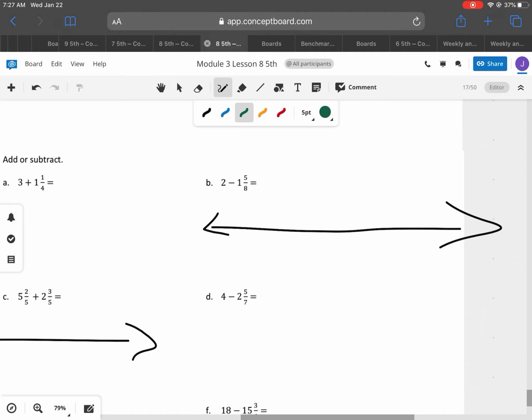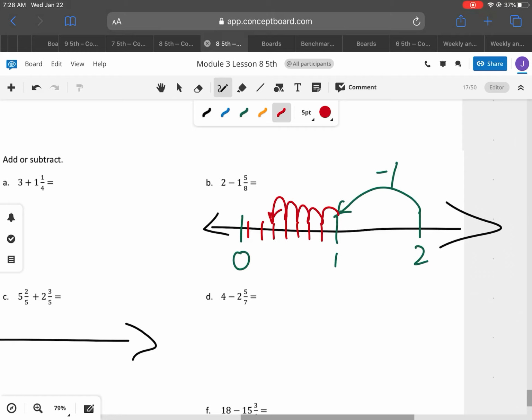Here we have 2 minus 1 and 5/8, so it's basically 2 minus 2. Okay, so I'm going to go to 0 on this one, so I'm going to go 2, 1, 0. All right, so I'm going to go from 2 to 1, and then I'm going to break this into 8s, and I'm going to go 1, 2, 3, 4, 5. And this is 1 and 3/8. Okay. Oh, sorry, not 1. Sorry, it's just 3/8. Okay. Whew, caught that mistake. So we're 3/8.